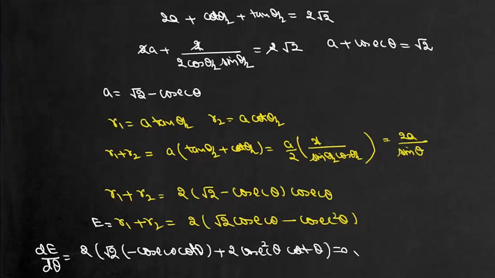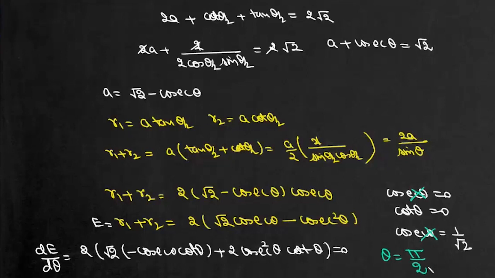So from here we get either cosec theta is 0 or cot theta is 0 or cosec theta is 1 by root 2. Now cosec theta cannot be 0 and cosec theta cannot be 1 by root 2. So the only critical point that we get here is cot theta equals 0. That means theta equals pi by 2. So we have this critical point at pi by 2.